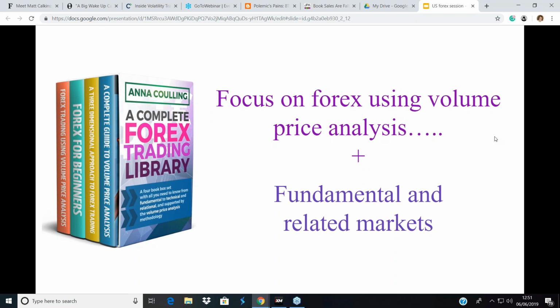The methodology allows you to do this because it gives you a deep and intimate knowledge of the relationship between price action and volume. But that's only one element of what you have to know to understand and trade this market. That's the technical analysis side. There's the fundamental side, and there's what's going on in the related markets, to give you what we call a 3D, a three-dimensional approach to forex trading. And there's actually a book called A Three-Dimensional Approach to Forex Trading.